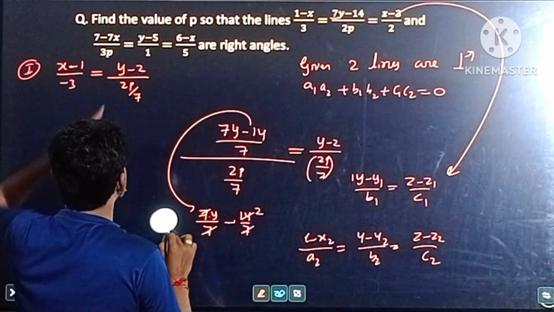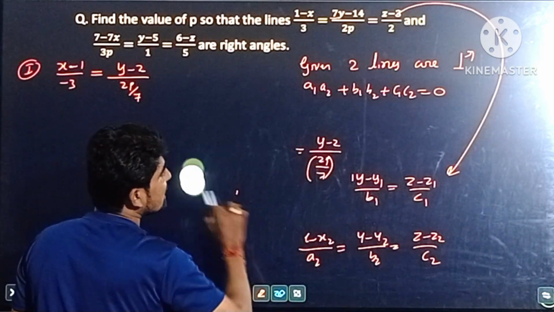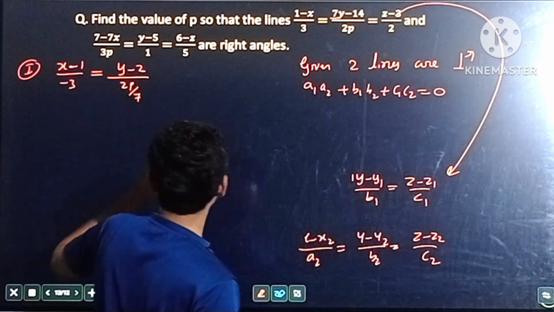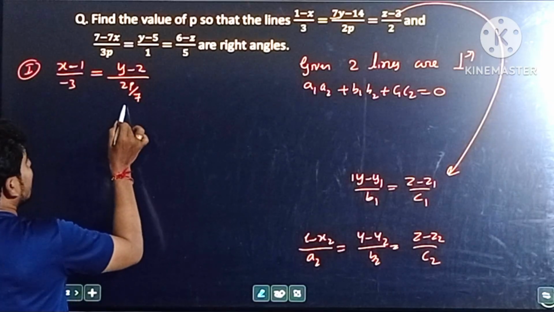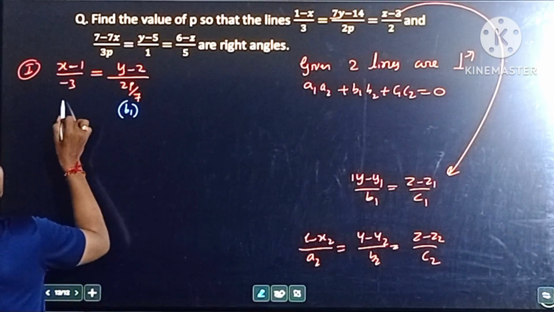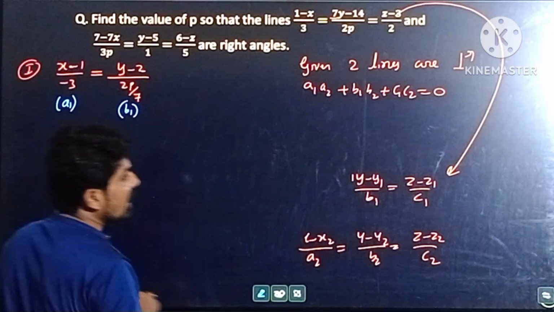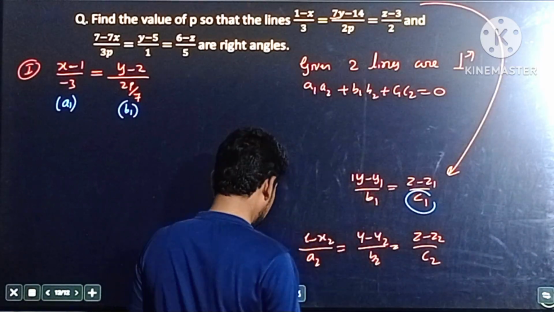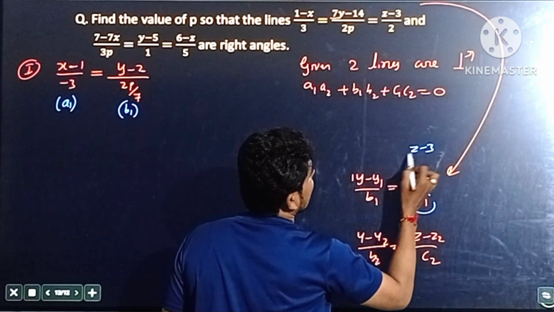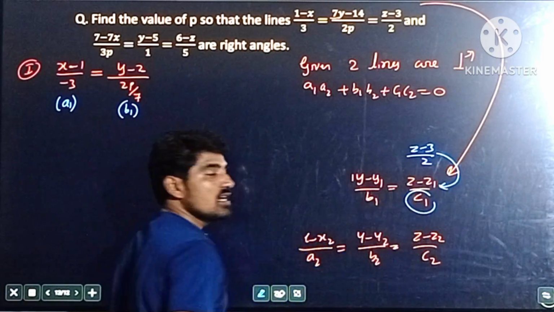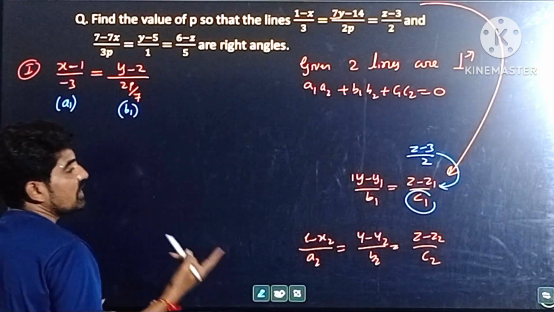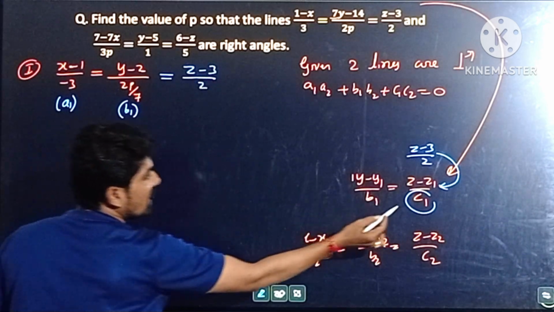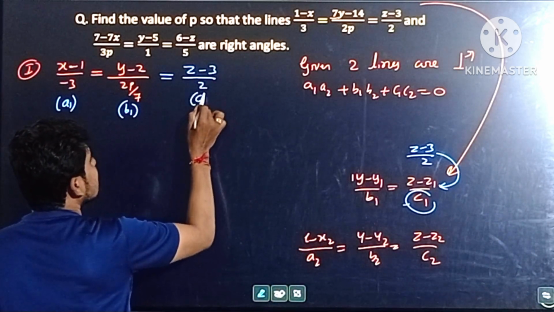Now observe that this second term is similar to the second term of the standard equation of a line, where y1 is 2 and b1 is 2p by 7. The value of b1 is 2p by 7. And from the first term, a1 is minus 3. To identify the value of c1, observe the third term in the given line. Here the third term is z minus 3 divided by 2. Already this is similar to the standard term, so there is no need to simplify anything here. As it is, the third term is z minus 3 divided by 2, where the value of c1 is 2.